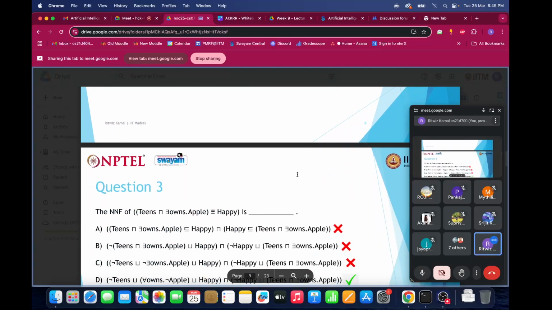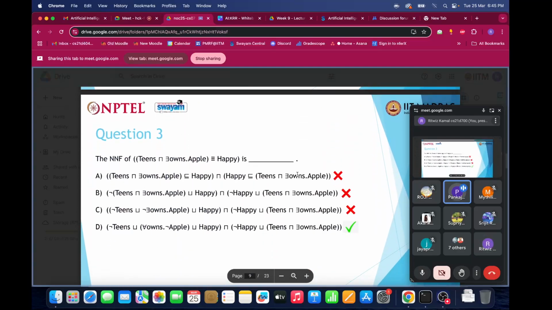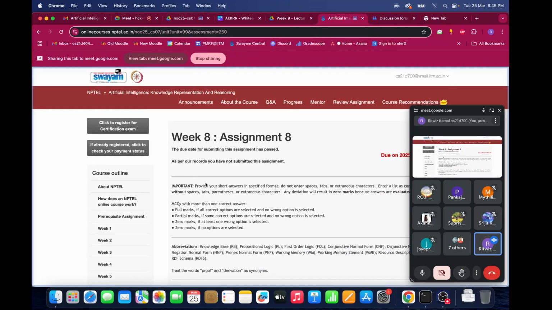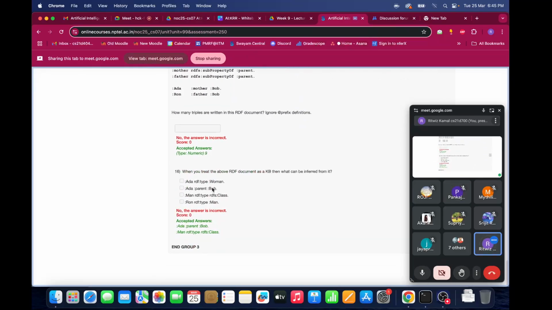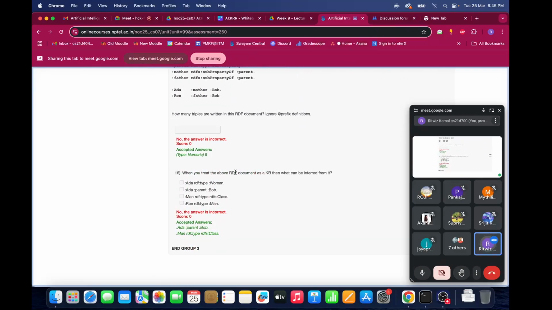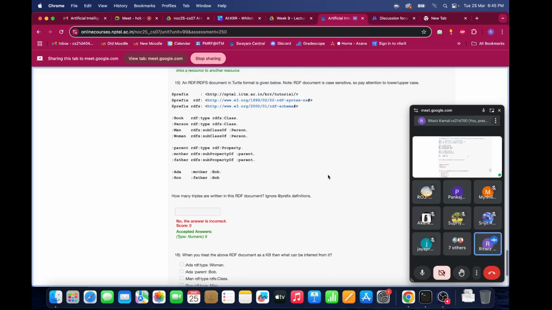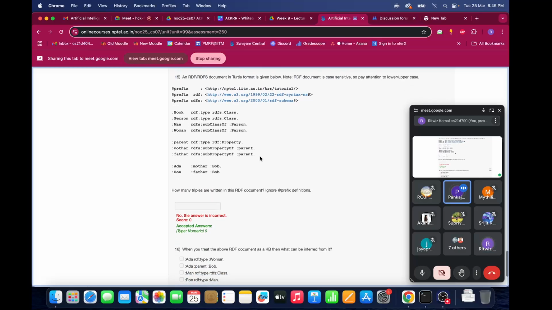Anything else? Sir, from week 8 assignment, question number 16, sir. Week 8, question number 16. Okay, when you treat the above RDF document as a knowledge base, what can be inferred from it? Okay, let's look at the knowledge base.